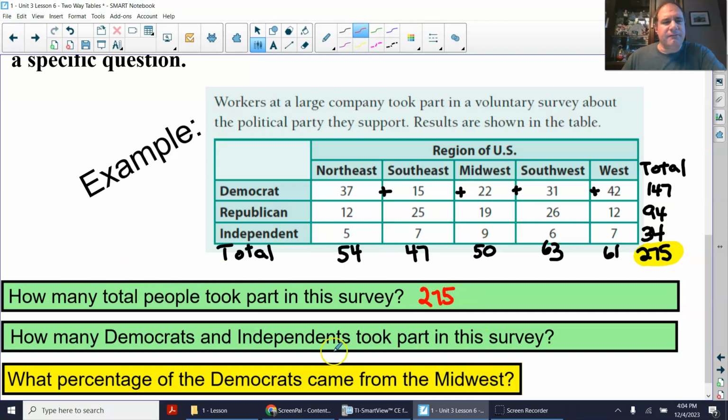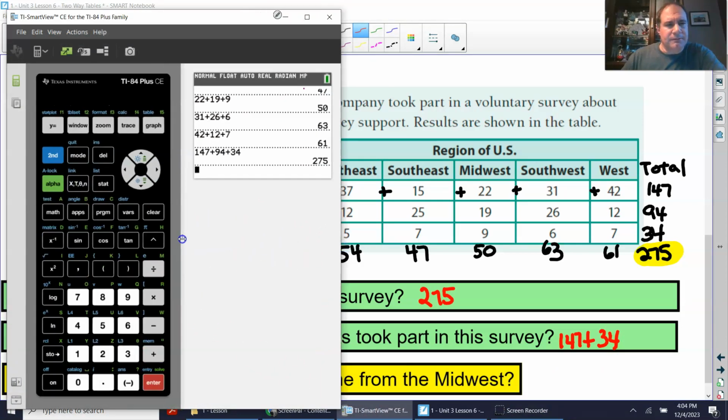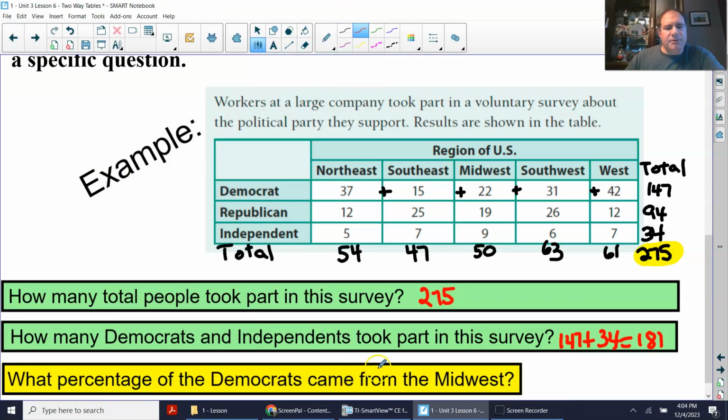It is 275. How many Democrats and independents took part in the survey? Democrats, all the way across, there's 147 of them. And then independents, that's 34. So you take your calculator and you do 147 plus 34. And that's 181 as a total, Democrats and independents.